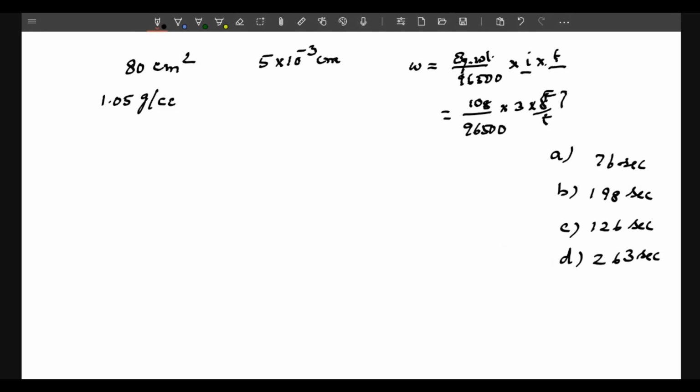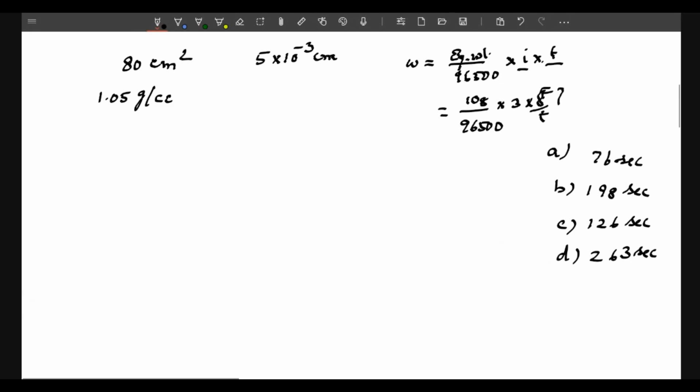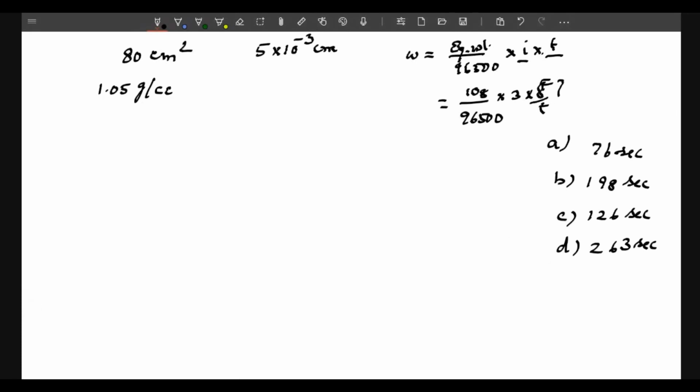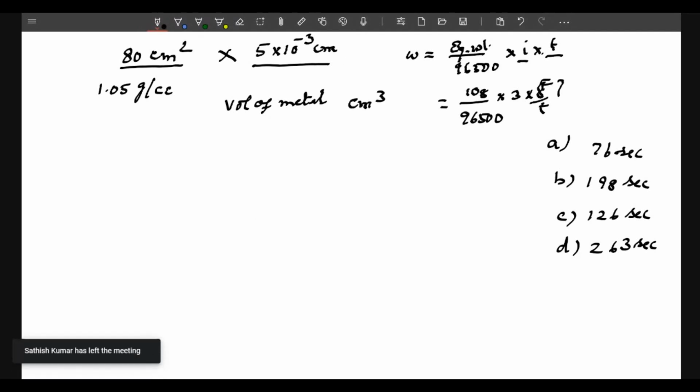Okay, T is asked. And the weight of silver deposited on the metal surface, how much? That is very essential. Here, the area of the metal to be deposited and the thickness are given. Area into thickness will give you the volume of the metal to be deposited. If you just multiply this, you will get the volume of the metal deposited. It would be obtained in centimeter cube.